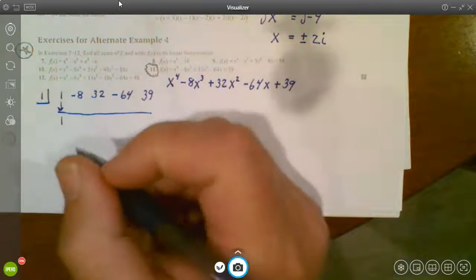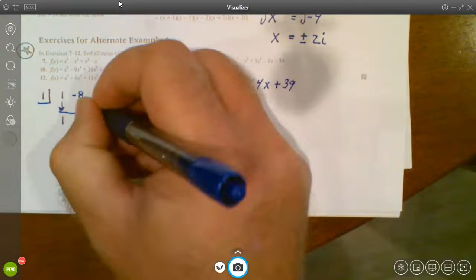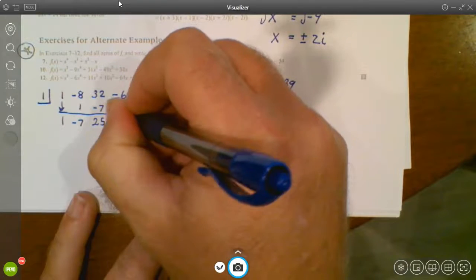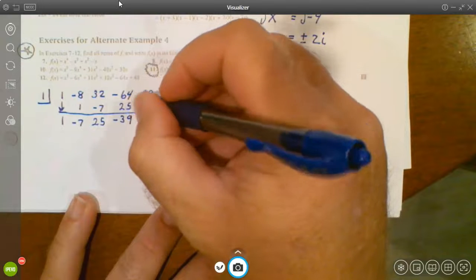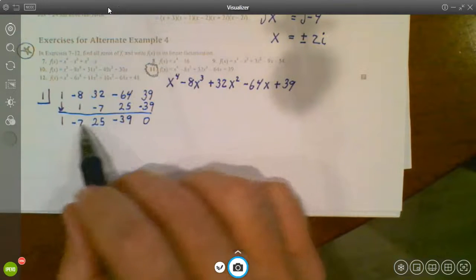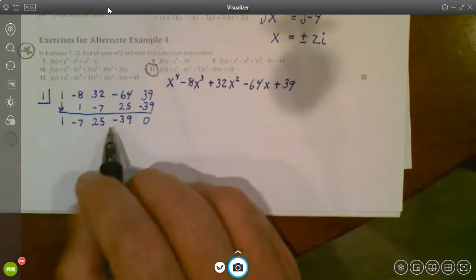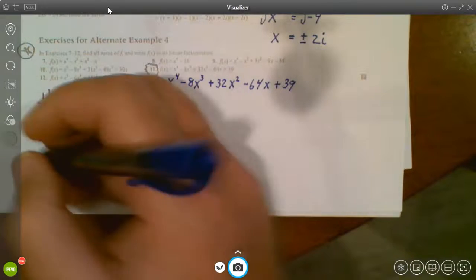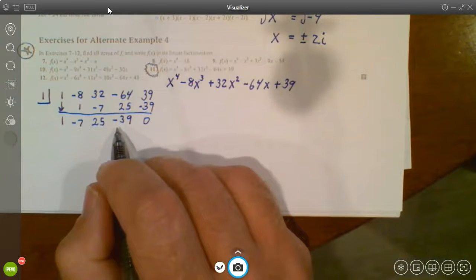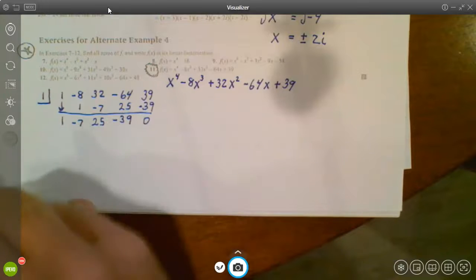You guys are experts on this by now. Multiply and add, multiply and add. All right, and sure enough, we did hit our 0, so we know this is the correct solution. That's an intercept. So let's take a look at what we got left. We're going to use the other value. So from here, if you can factor it from here, awesome. You should definitely factor it. If not, that's where synthetic division comes into play.